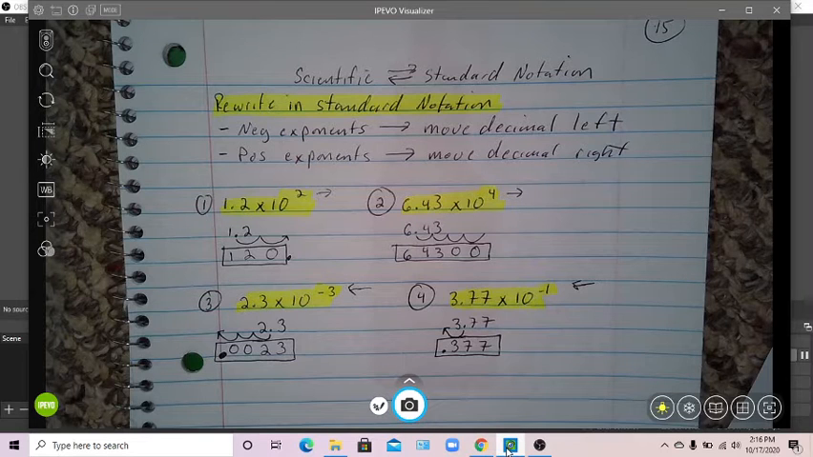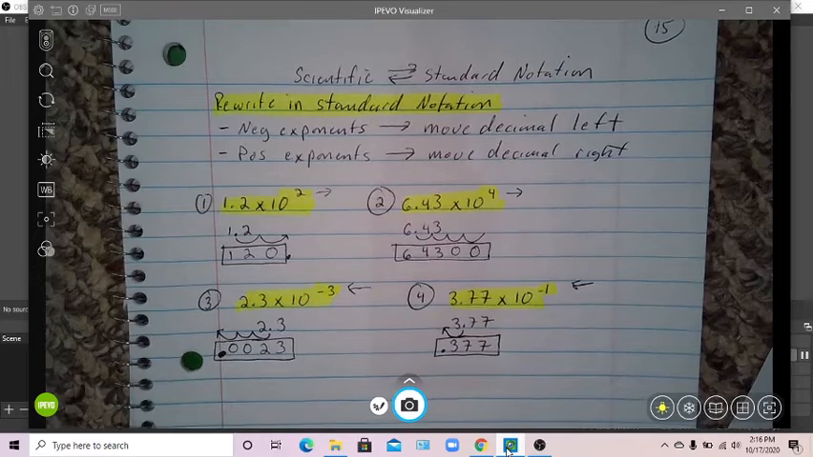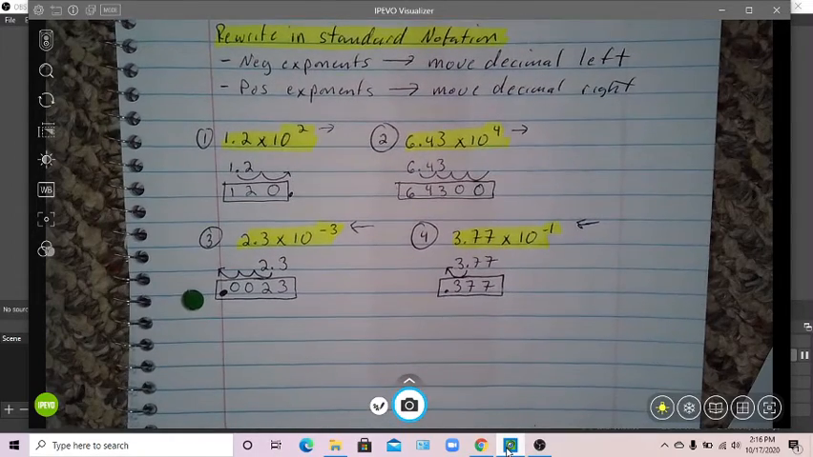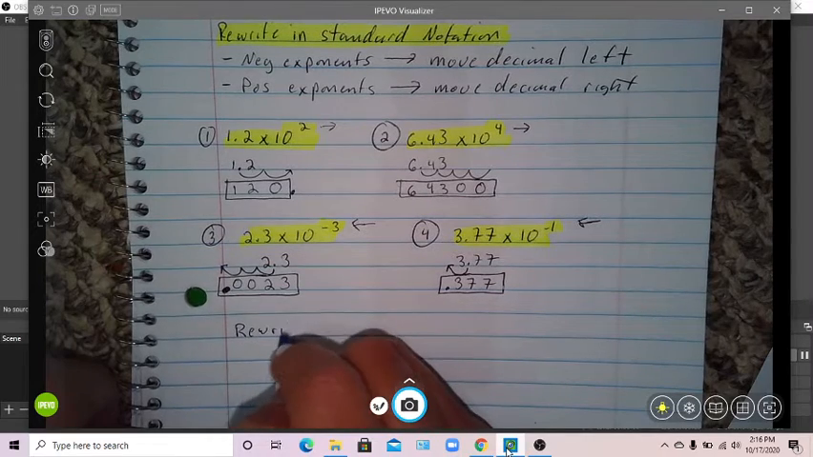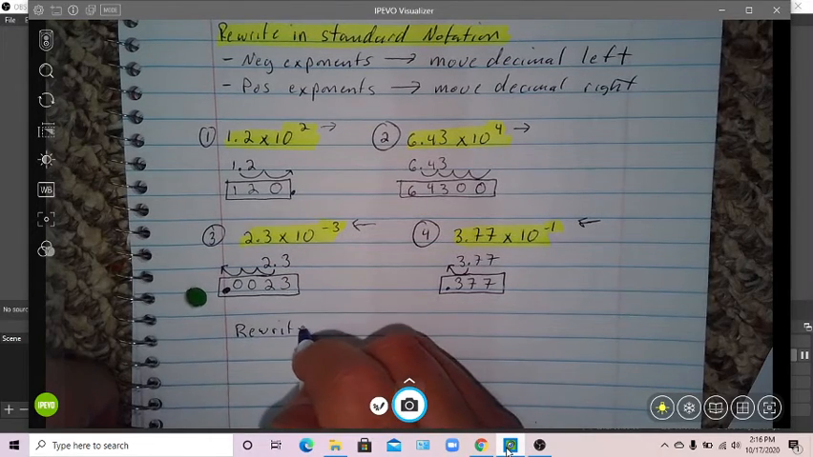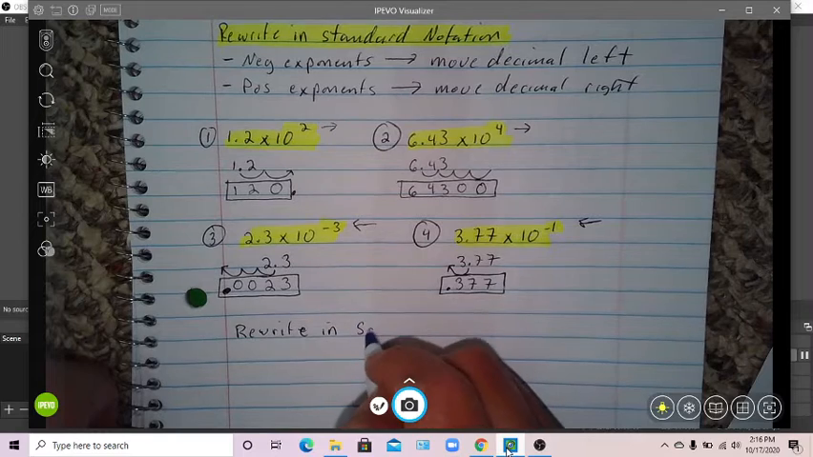Okay, let's go ahead and take a look at the other thing IXL is going to have you do. The other thing it'll have you do is rewrite in scientific notation.